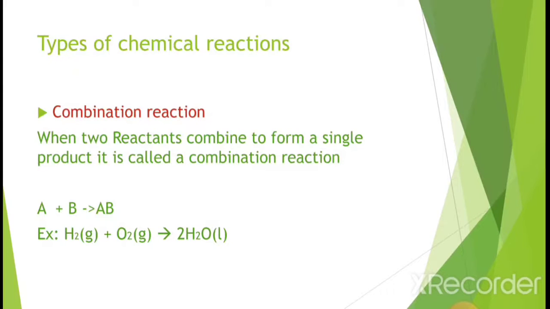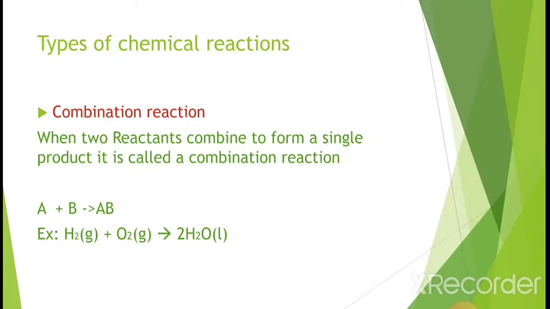Now today we are going to study the types of chemical reaction. First we are going to learn about the combination reaction. When two reactants combine to form a single product, it is called a combination reaction. Here I have given an example: A element, when combined with B element, forms AB. In a similar way, if one reactant combines with another reactant to form a product, that is called combination.